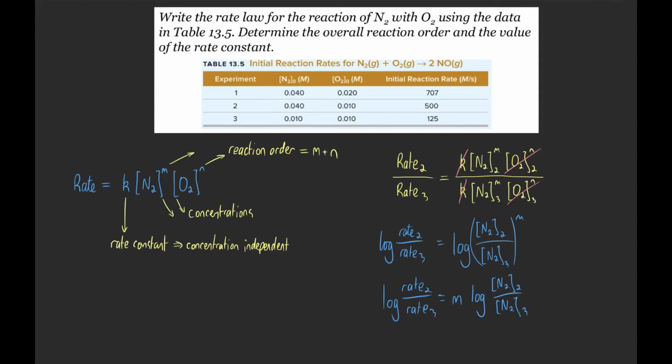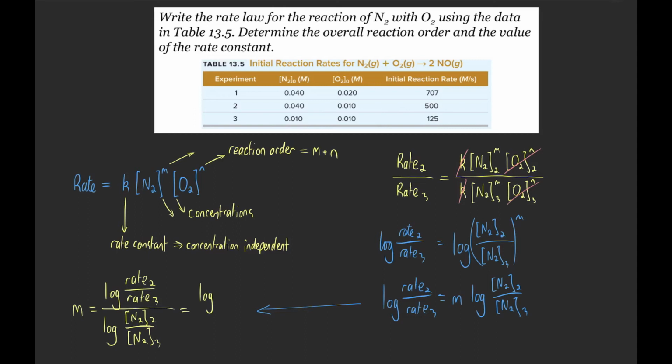So we're now at a position where we can simply rearrange this expression and solve for this term M. So let's just do that over here. We have now M is equal to the log of rate 2 divided by rate 3, all divided by the log of N2 in experiment 2 divided by N2 in experiment 3. So let's put some numbers in here.